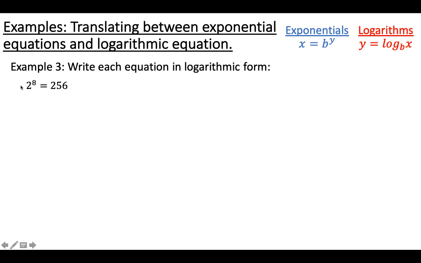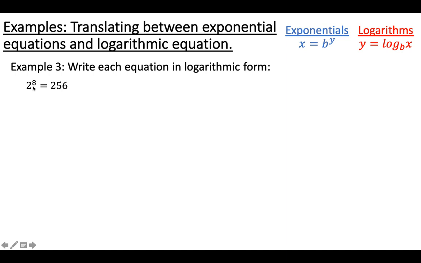Okay, so this first one says 2 to the power 8 equals 256. So 2 is our base, so that's going to go in the b spot right here.